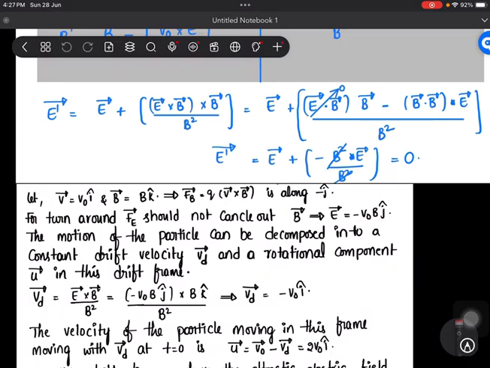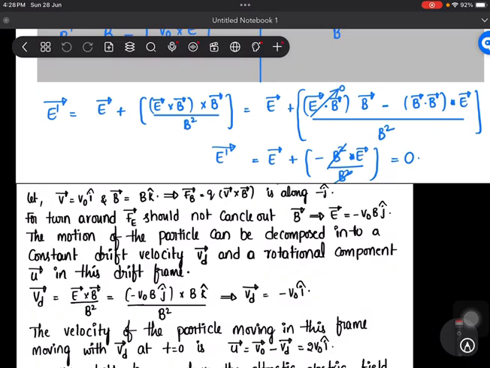minus j cap direction. Now what I am going to do is, instead of seeing it in the ground frame, I am going to see the motion of the particle in a frame which is moving with this particular drift velocity. Why this frame? If you ask, in the ground frame there is a magnetic force, there is an electric force acting in this direction. The path will be a little bit complicated.